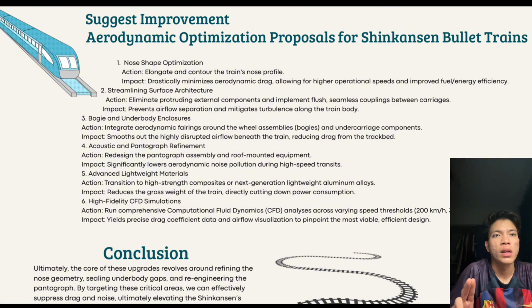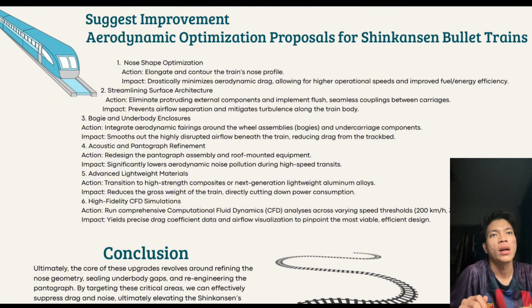Point number 2, surface design. Second, we improve the surface design by removing any protruding parts and making the connection between carriages smoother. This reduces turbulence and allows airflow to move smoothly along the train.